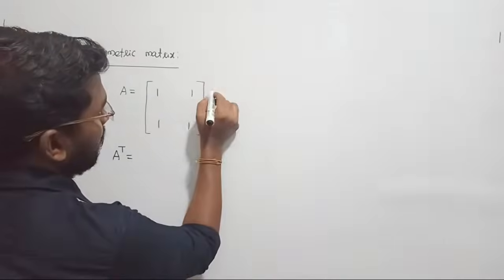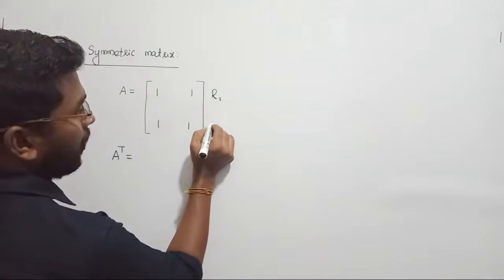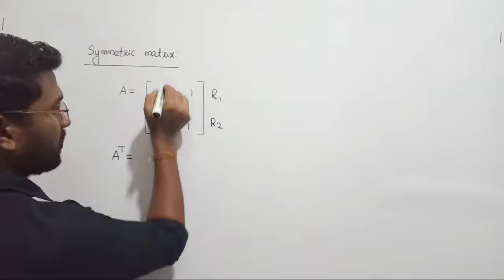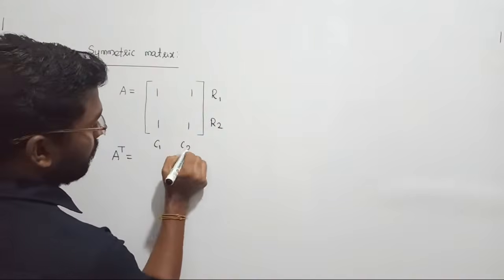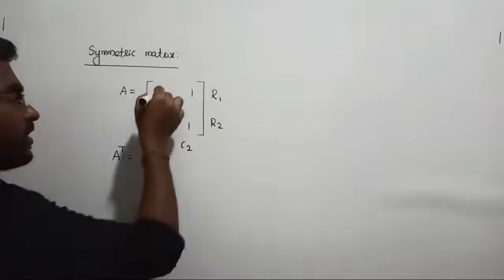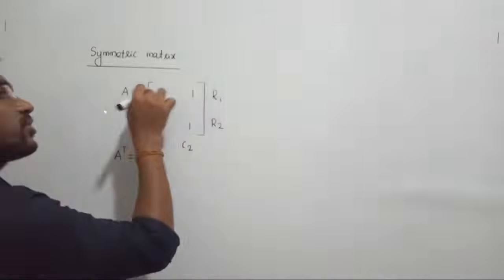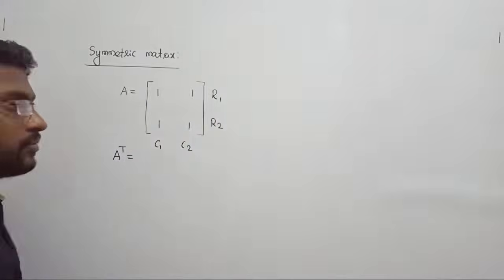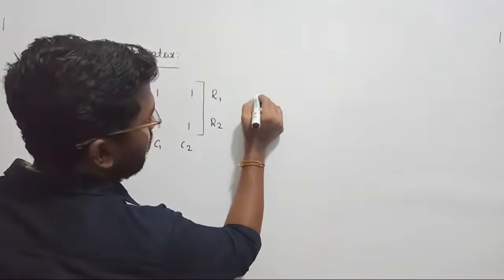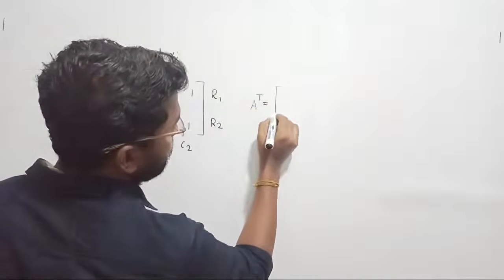So here let me call this row 1, this row 2. This is going to be column 1, this is going to be column 2. Do you agree with me? Yes. So this is column 1, column 2, this is row 1, row 2. Shall we change them? Yes. So if I am looking for A transpose, I will write the answer at this position.